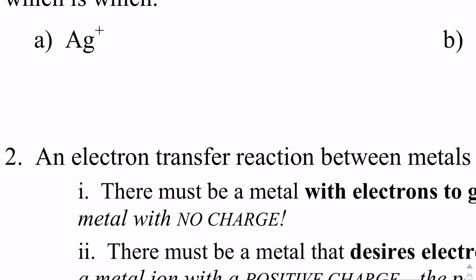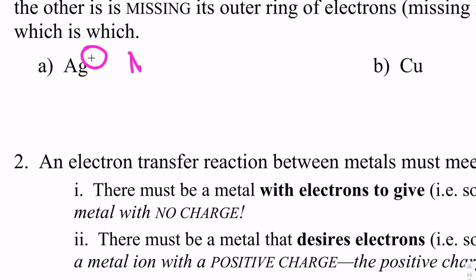Silver has a plus charge. That means it's missing one electron from its outer shell. That means that it's missing its coat. No coat. Because it's lost that electron, it now has one more proton than it has electrons, meaning it's missing its outer coat.